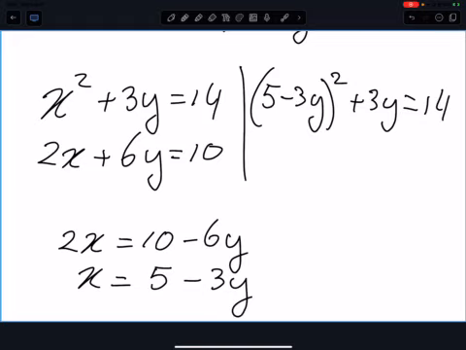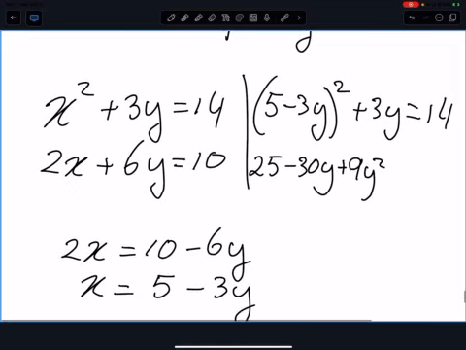Because that is x. And then this is a special product, a minus b squared, you still remember it, which is 25 minus 30y plus 9y squared. Special product, a minus b squared. What is the special product?